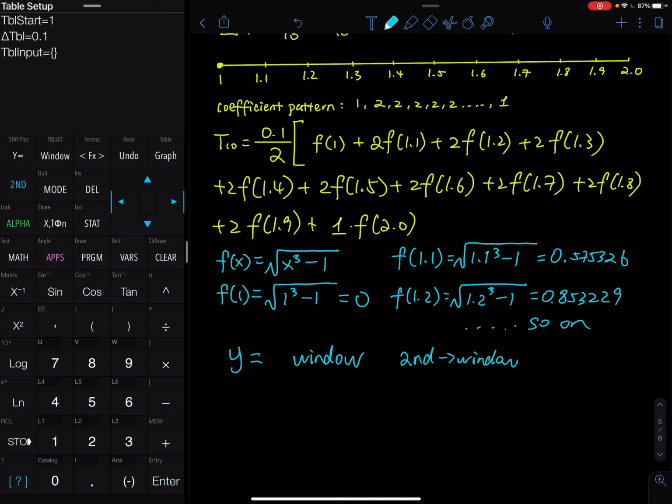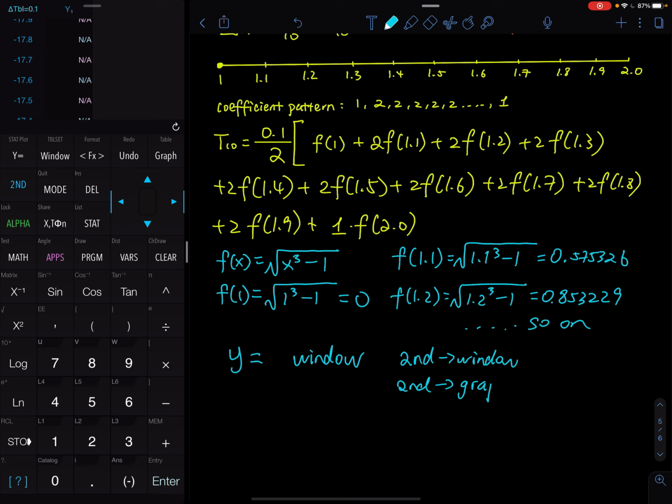And then how do you get the table values? It's not above the graph key, it's on the graph key. Do you see that there is a word called table? Just find where the graph key is, all the way to the right. It's either in blue or in yellow. So you hit second and then you hit graph. And then that brings you to the table.